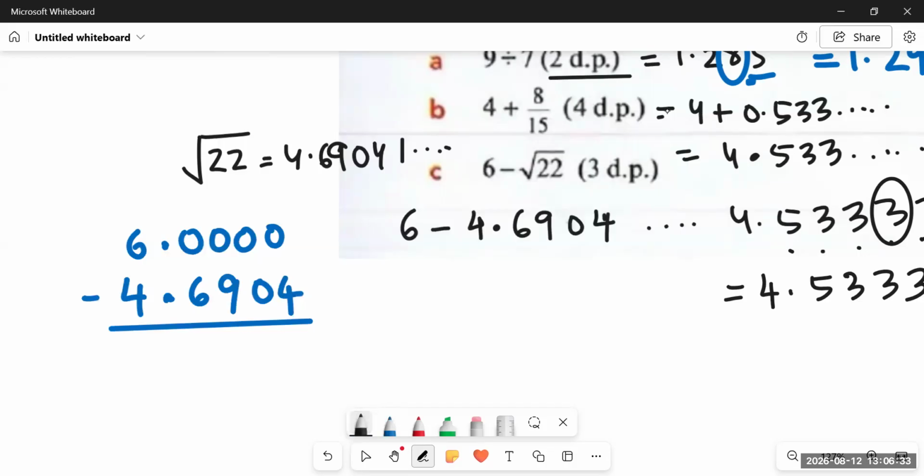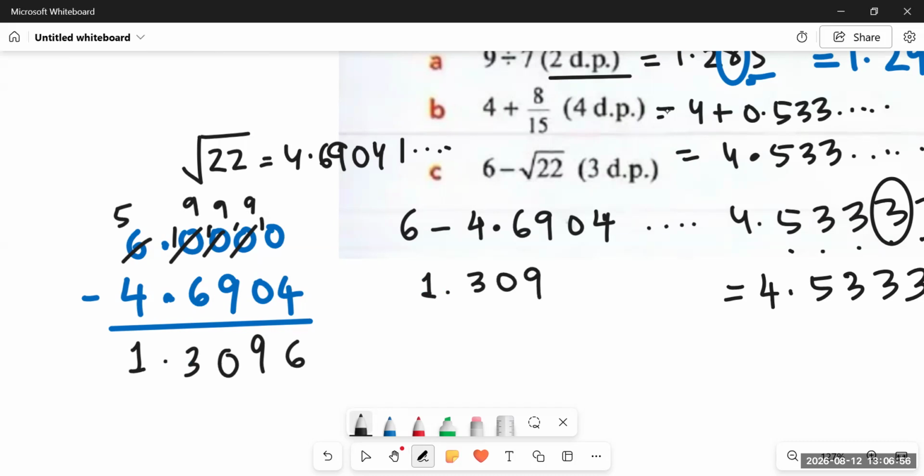So here we will subtract it. We'll borrow 1 from here, it will become 10. Borrow 1 from here, it will become 10. Borrow 1 from here, it will become 10. And the last one will be 10. 10 minus 4 is 6. 9 minus 0 is 9. 9 minus 9 is 0. 9 minus 6 is 3. And 5 minus 4 is 1. So we are getting 1.3096.